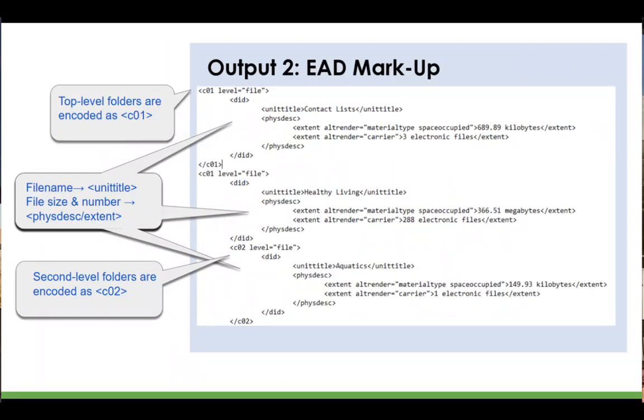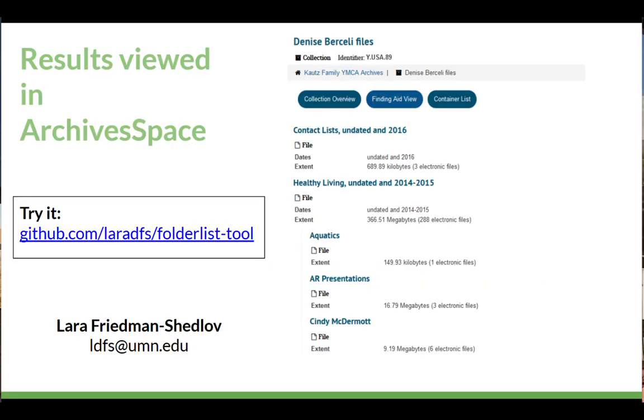And here's the EAD code it generated as it would appear in a text editor. The idea is that this could now be copied and pasted into the appropriate section of an EAD file where the contents of the collection are listed. And again, here's how the EAD folder list looks when viewed in ArchivesSpace. This Python script is available via GitHub at the link shown here.